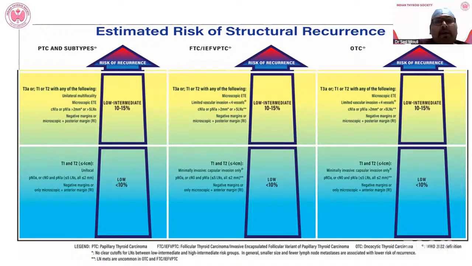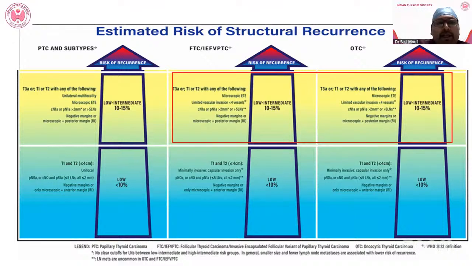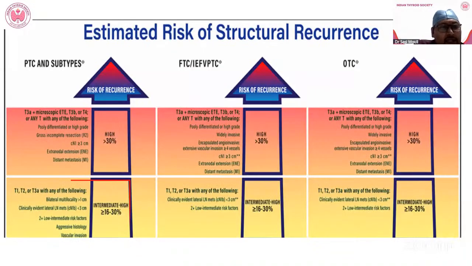Now, coming to FEPTC and IV-FEPTC, there is limited vascular invasion, less than 4 vessels, which has been included apart from this. Now, coming to intermediate to high risk, the risk of recurrence is 16 to 30%, where this includes bilateral multifocality, more than 1 centimeter, and clinically evident lateral lymph nodes, which has been included in this rather than the previous ones, and that is less than 3 centimeters. And anything apart from the 2 plus low intermediate risk factors are also in this.